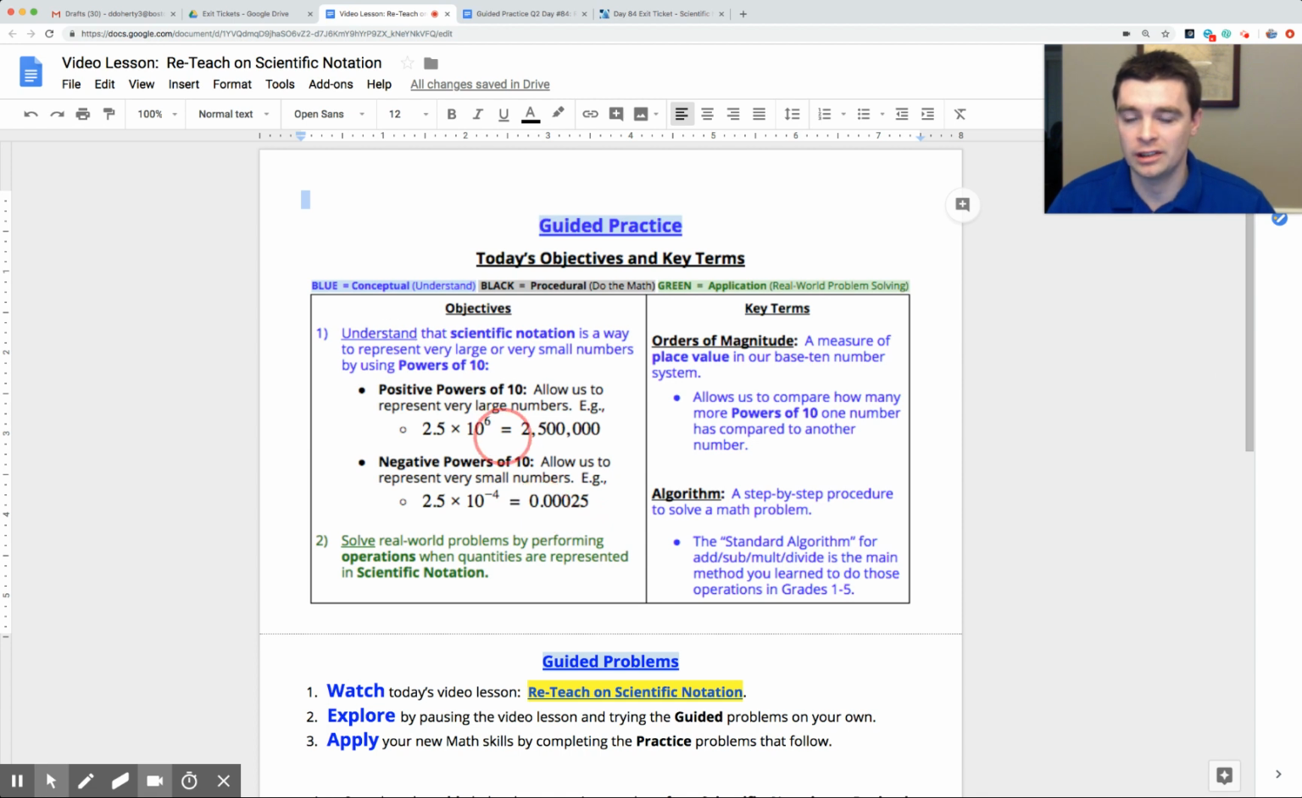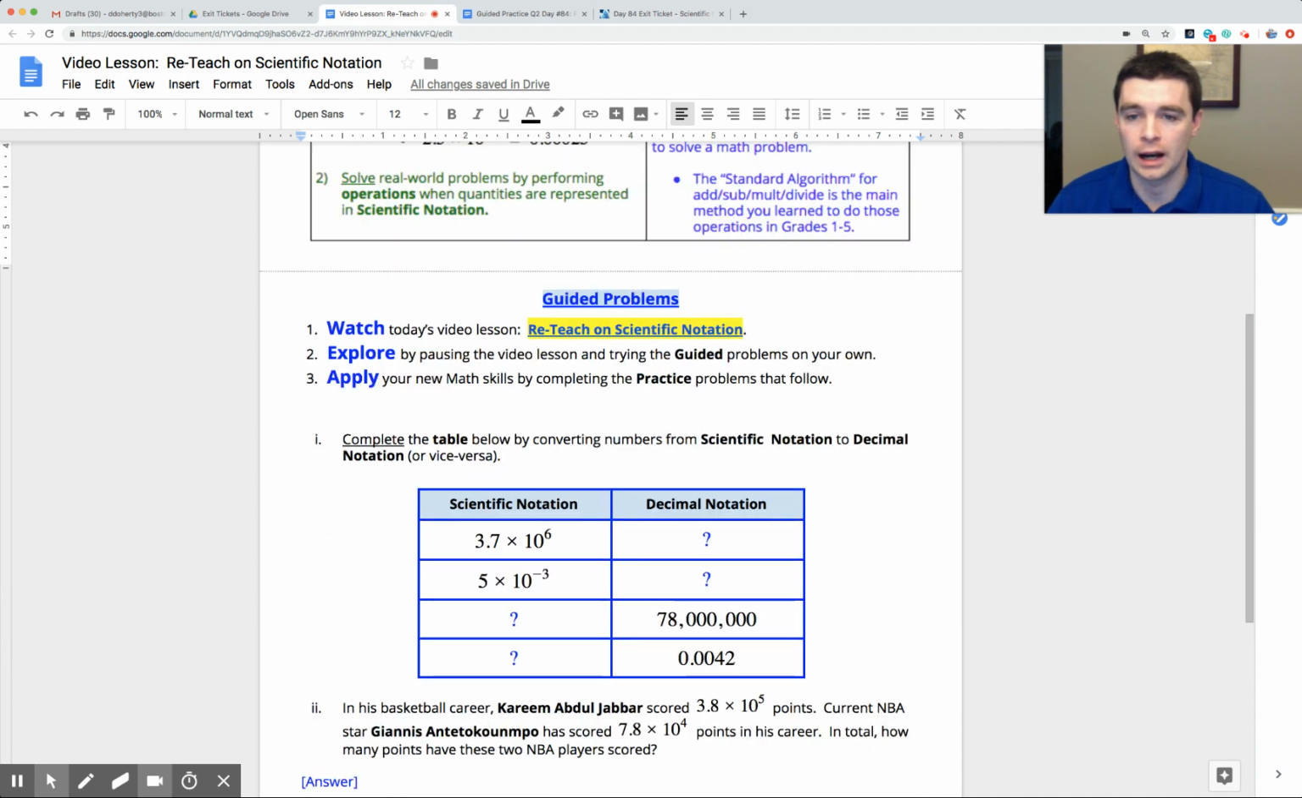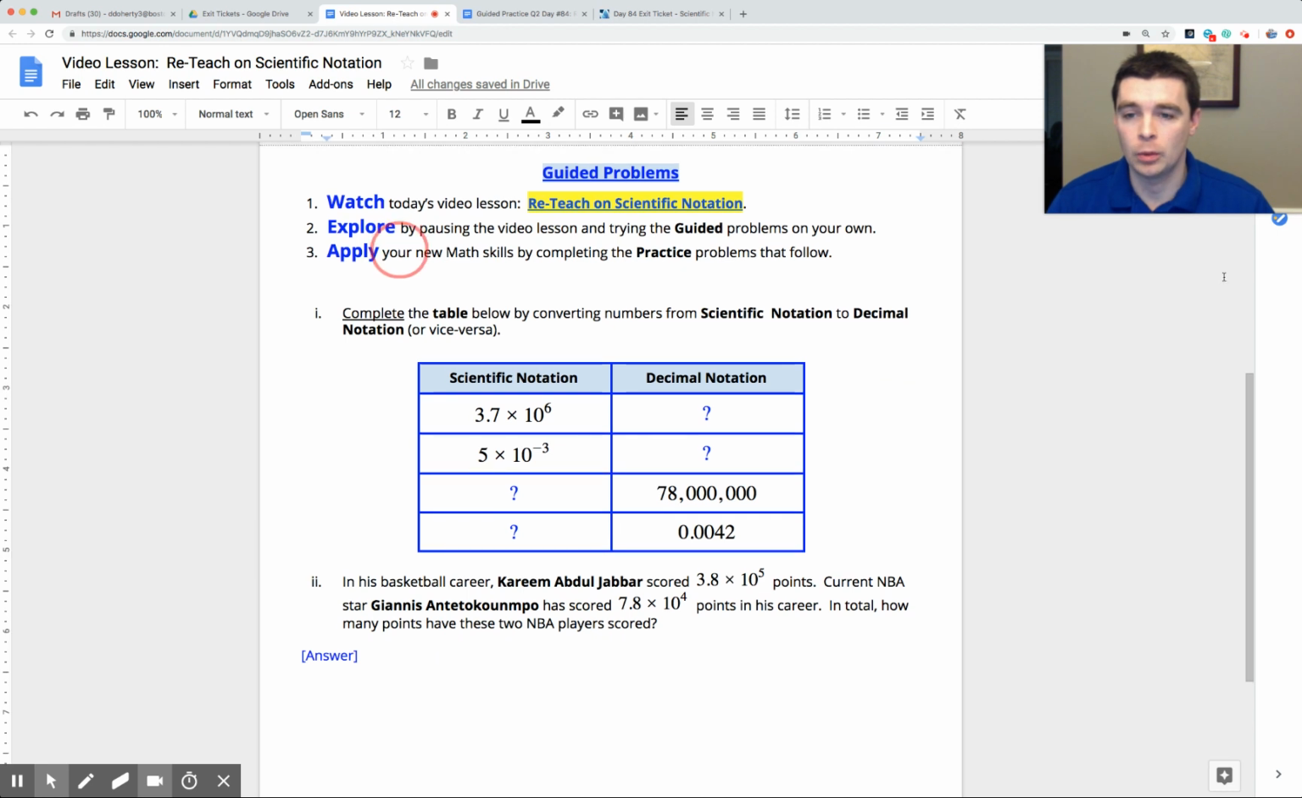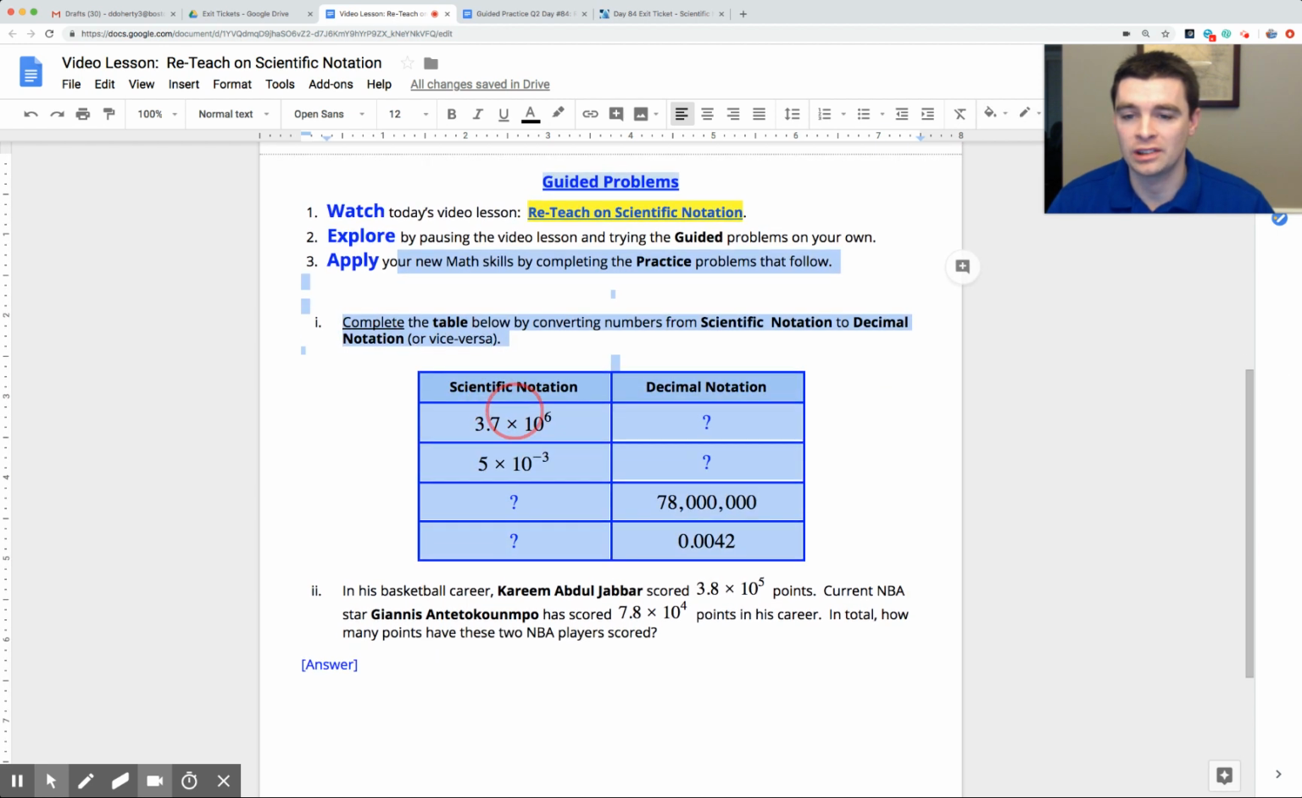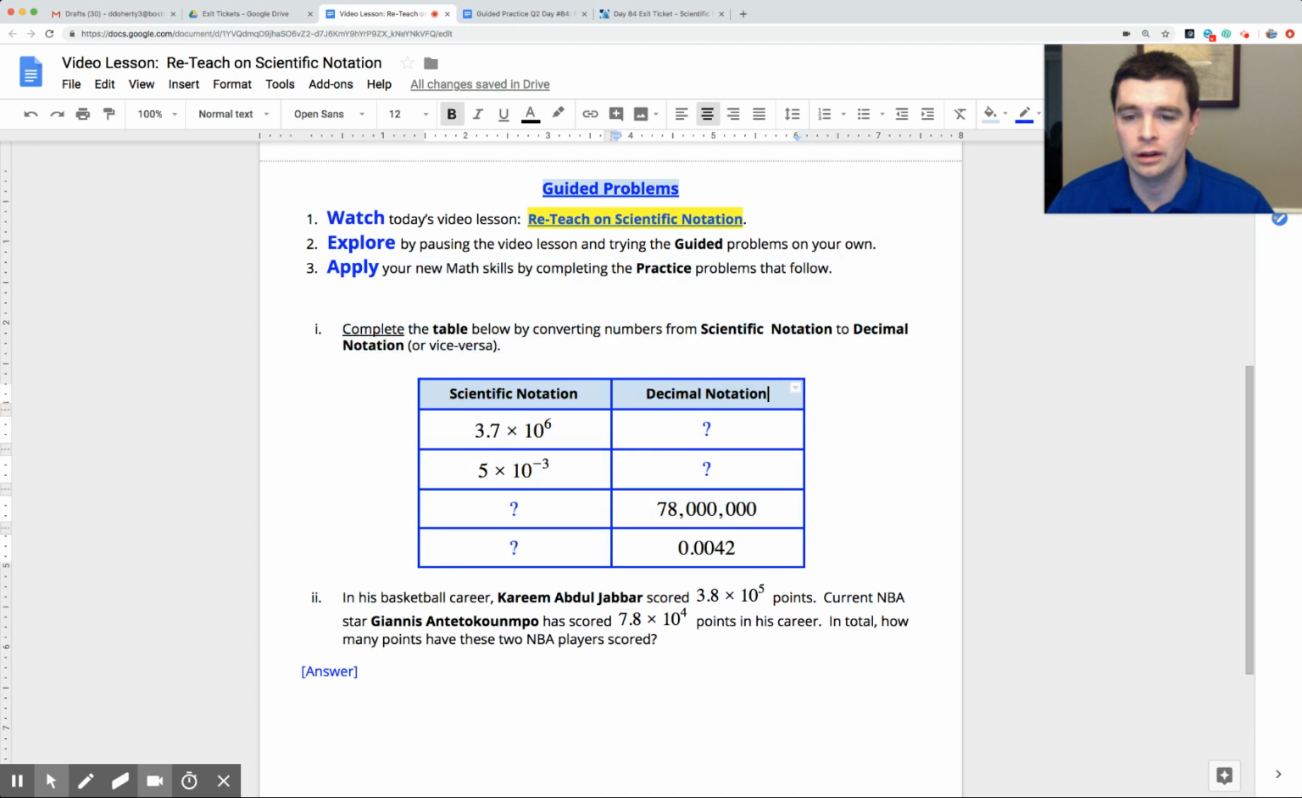Once we understand some of that and how to work with scientific notation, we're going to solve some real-world problems today where we have to perform operations like adding, subtracting, multiplying, or dividing. Let's take a look at the two examples today for our guided problems. Example 1 is going to take what we just talked about, understand what a scientific notation number really means, and you're going to take something like 3.7 times 10 to the 6th and try to convert it to decimal notation. That's just a fancy phrase for regular numbers. Or to take 78 million and convert it from a regular number, decimal notation, into this form, scientific notation.